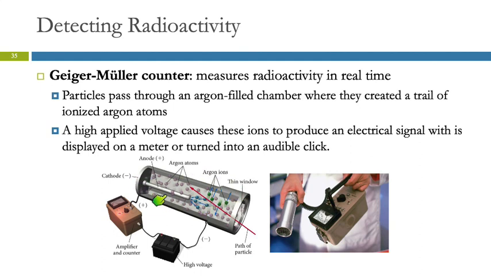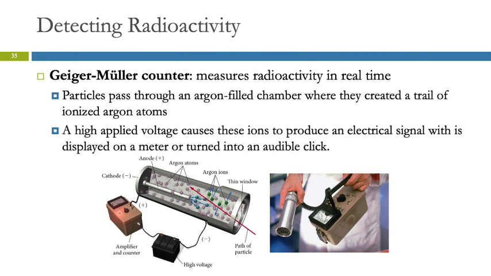Well, there's the tube here, which is what this person is holding in their hand. That chamber is filled with argon, and as particles pass through the argon, they create a trail of ionized argon atoms. So this again is based on the ionizing power of whatever radiation. Then we have an applied voltage. If you apply a high voltage between this cathode and the anode on the outside, that will attract those ions.